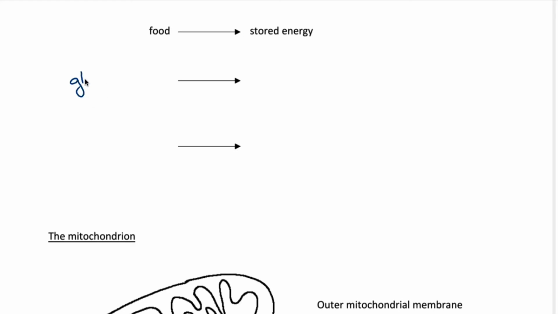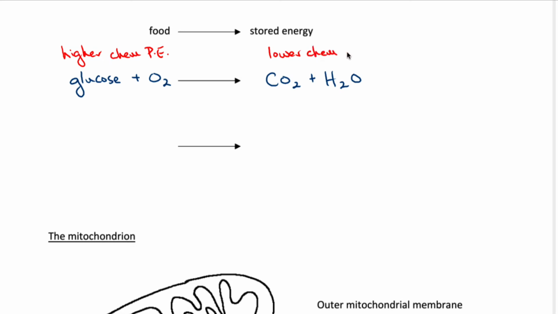And the overall reaction that summarizes cellular respiration is that glucose is oxidized. I'm going to write that here as reacted with oxygen, and that yields carbon dioxide and water. Now, the left side of this equation has higher chemical potential energy than the right side. I'm going to write that as PE for potential energy. Again, the right side has lower chemical potential energy, and as a result, this overall reaction is going to release energy. And that energy is going to be stored in a molecule called adenosine triphosphate, abbreviated as ATP.